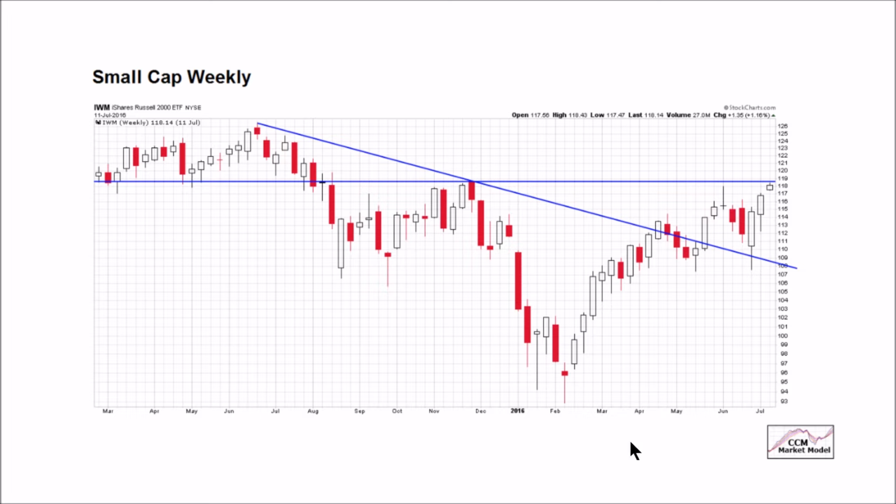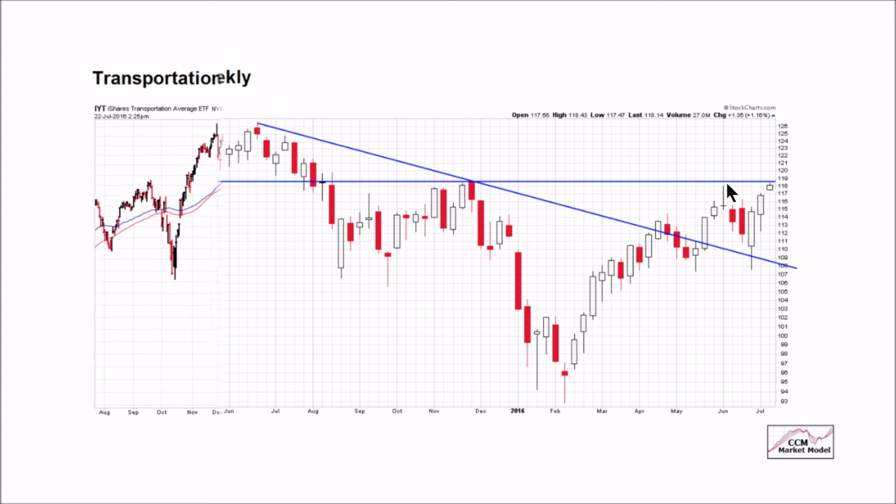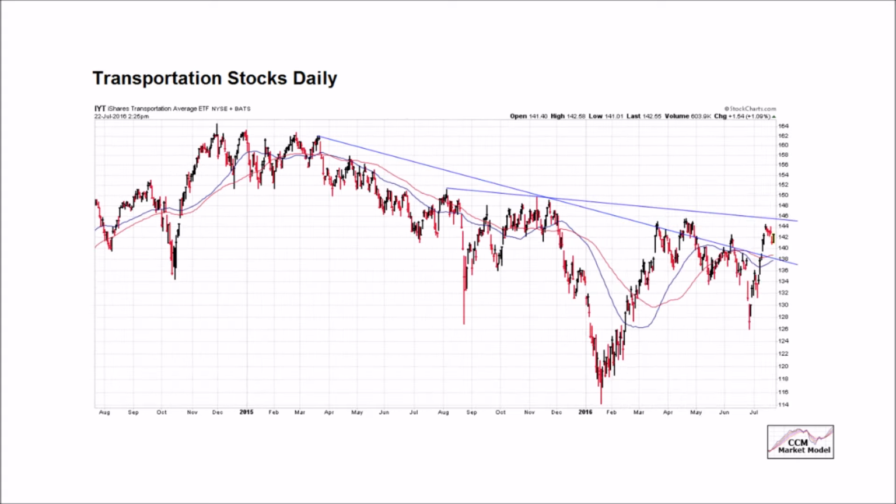IWM weekly, somewhat of a mixed bag. The last three candles here look good. However, this is potential resistance here, so we still have a hurdle to clear in the form of this blue line. Transportation stocks daily still have some work to do. We'll learn something either way.